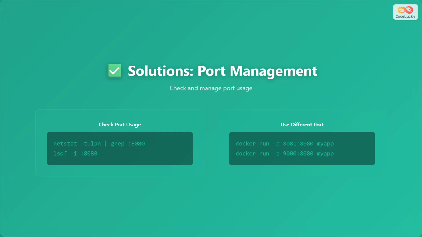To address the port already in use error, you first need to identify which process is using the port. Use the command netstat -tulpen | grep 8080 or lsof -i :8080 to find the process occupying the port. If you cannot stop the existing process, you can map the container's port to a different port on the host machine. For example, use docker run -p 8081:8080 myapp to map host port 8081 to container port 8080, or use docker run -p 9000:8080 myapp to map host port 9000 to container port 8080. Choose an available port to avoid conflicts.